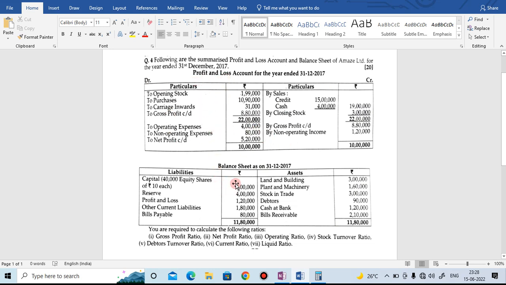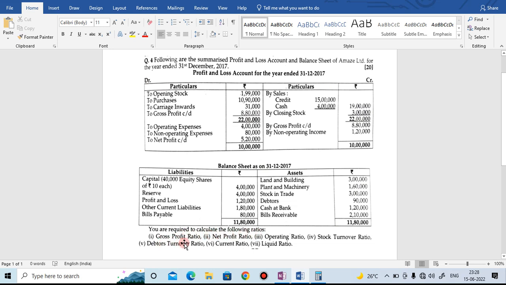Next is the balance sheet. The balance sheet gives liabilities and assets. In liabilities, equity share capital is given as 4 lakh rupees, reserve, profit and loss, other current liabilities, bills payable. Then in assets, land and building, plant and machinery, stock in trade, debtors, cash at bank and bills receivable are given. Now what we have to calculate: you are required to calculate the following ratios.